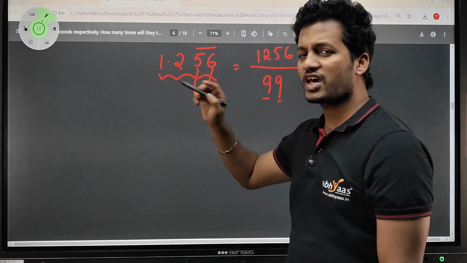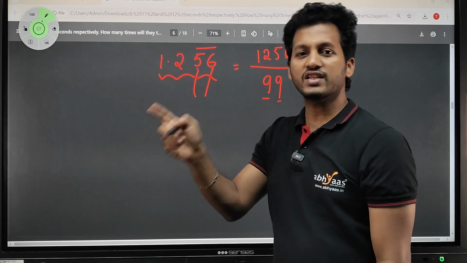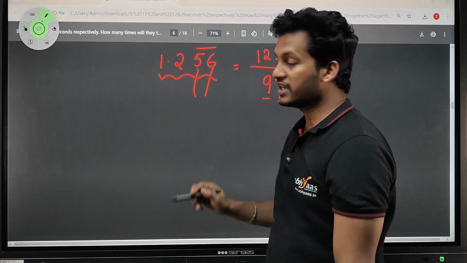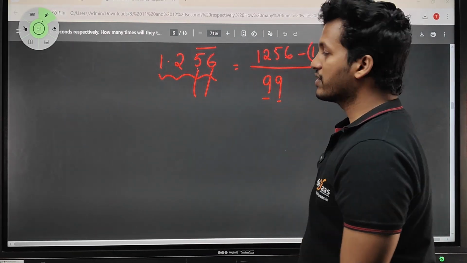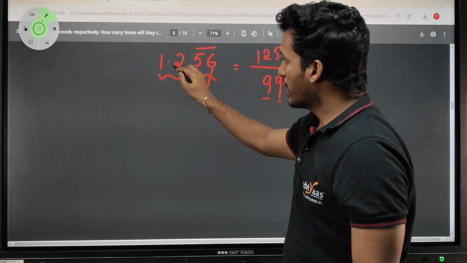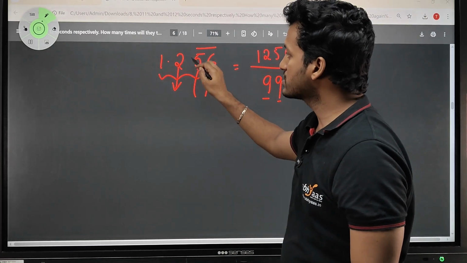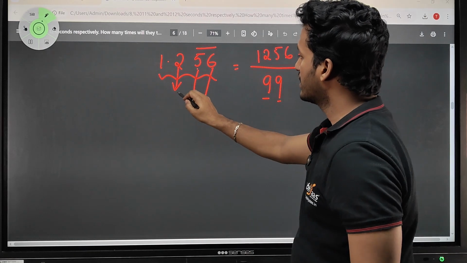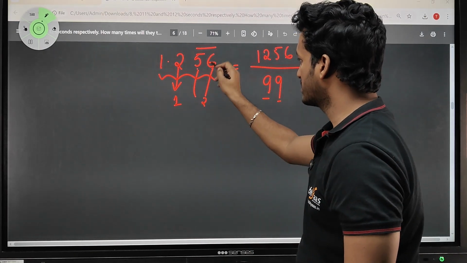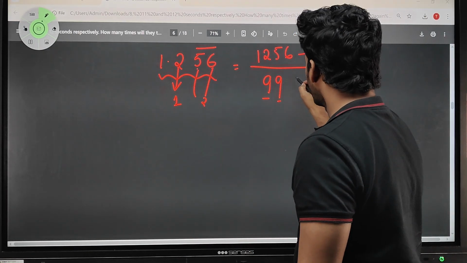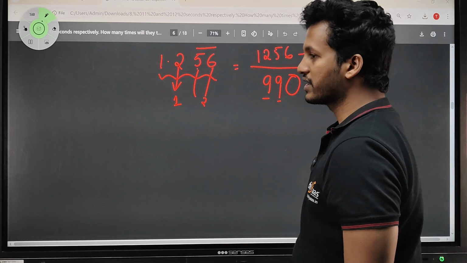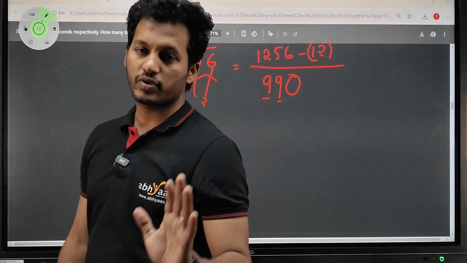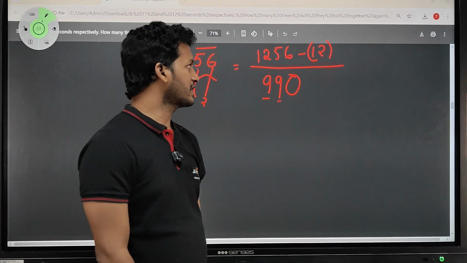And how many numbers are not repeating after the decimal? Not before the decimal. Here we took the number without considering the decimal, but for zeros we have to count how many numbers are not repeating after the decimal. It is only one number. Here they are 2 and this is 1. So take that many zeros after the 9s. I hope you understood this, but I am repeating it again.